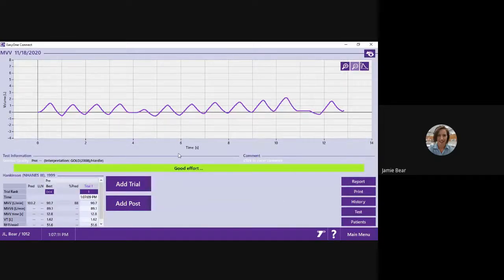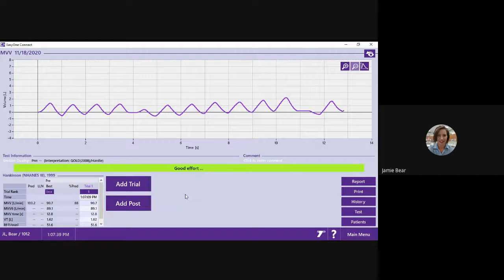Woo, that's hard. So what I just did is I took in all the volume, and I went into my tidal volume and my respiratory rate as hard and fast as I could. And I had to do that for 12 seconds. So based on that, what I was supposed to get was about 103.2, and that would be liters per minute.